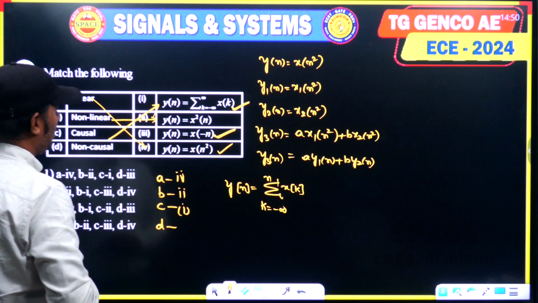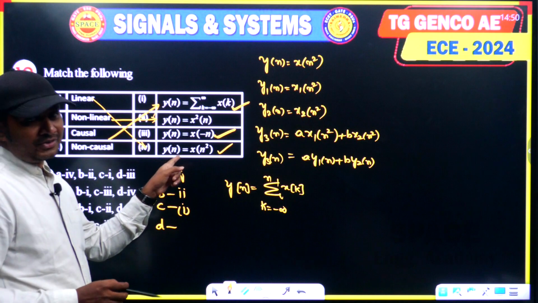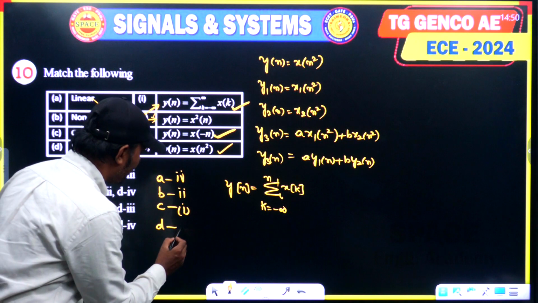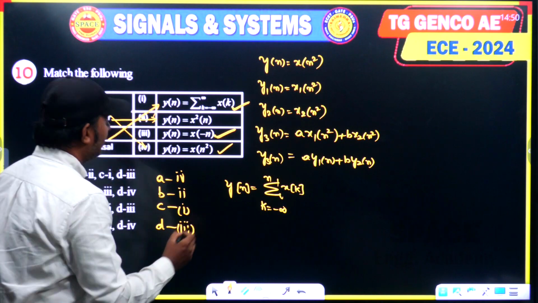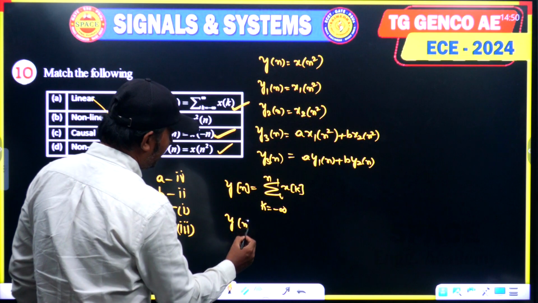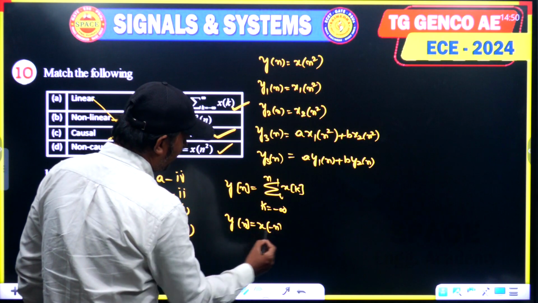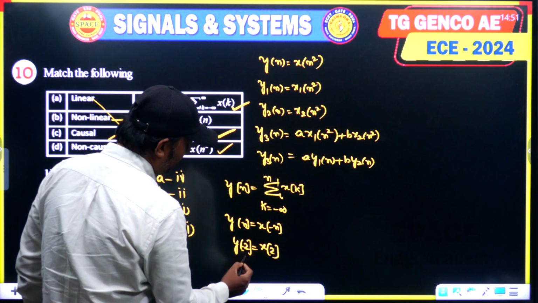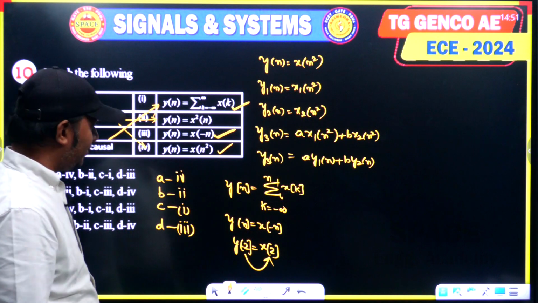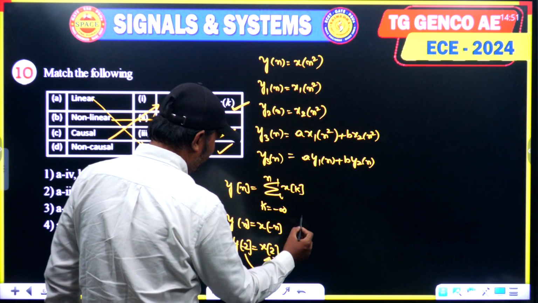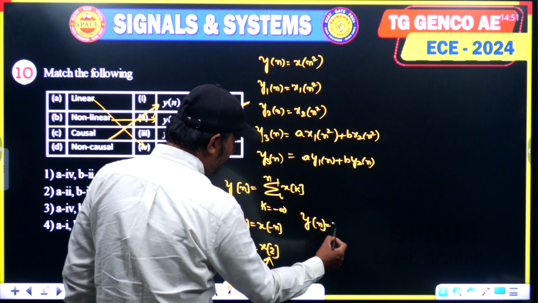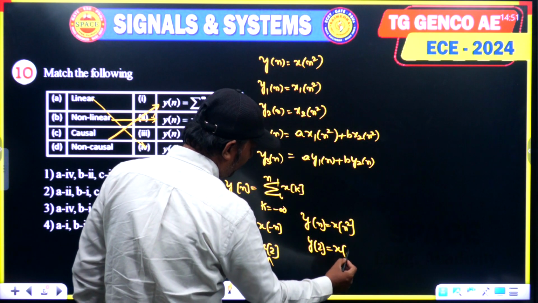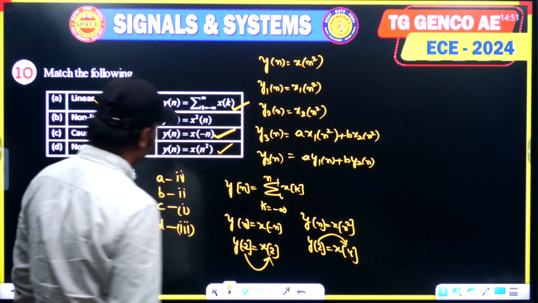non-causal. Again, non-causal means the fourth one is also non-causal, but the fourth one is taken by linear. So the third one is non-causal. So y of n is equal to x of minus n. What happens if I calculate the output at minus 2? This is x of 2. For minus 2, it is a future value, non-causal. And if I take the fourth one, y of n is equal to x of n square. What is y of 2? It is x of 4. For 2, 4 is a future value, non-causal.